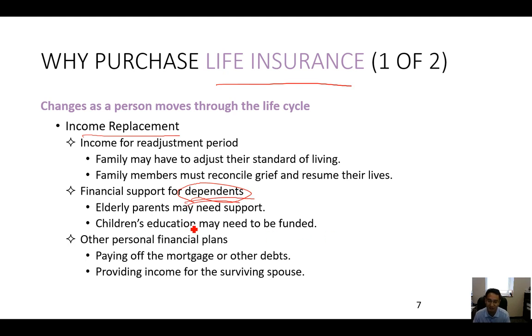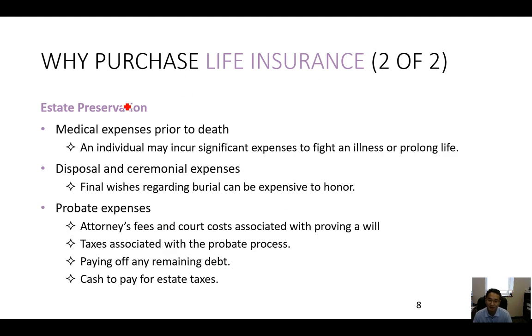If you have kids, you have college and other financial plans, and you also want to pay off the mortgage. For me, I have a mortgage. If I die, there's no way my wife can pay the mortgage by herself. Even if she can, it will be very hard, miserable for her. So what I do is I include at least the mortgage amount in my life insurance. So if I die, the house will be paid off, and my kids don't need to worry about getting kicked out of the house. There are some other estate preservation reasons too.